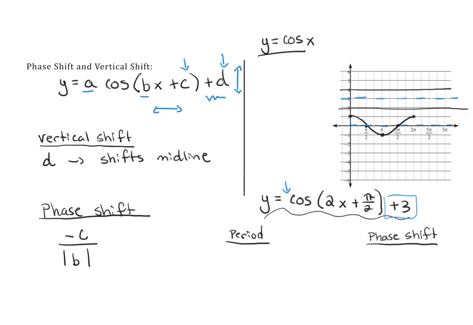Okay, so because I have this b value, I have to deal with the period again. So that's the 2 pi divided by absolute value of 2. So in this case, once again, the period is changing to pi. And then the phase shift, that is negative pi over 2 divided by the absolute value of b, which is 2. That's the same thing as multiplying by 1/2. So negative pi over 4. Or in other words, this is going to shift left pi over 4.